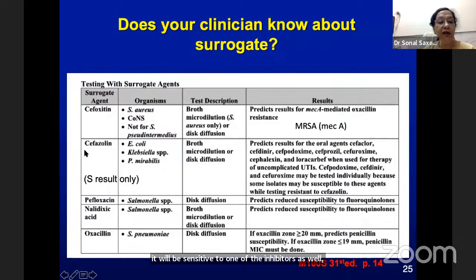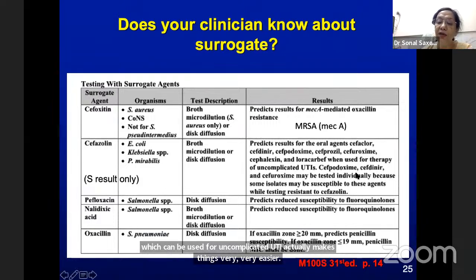Now, when you look at surrogates, the most common surrogates that I also referred to were cefoxitin and pefloxacin. Cefazolin, sensitive results only. Cefazolin predicts for all oral cephalosporins, first and second generation, which can be used for uncomplicated UTI. Actually makes things very, very easy. But cefazolin is not used for treatment, but any of these drugs can be used for treatment.